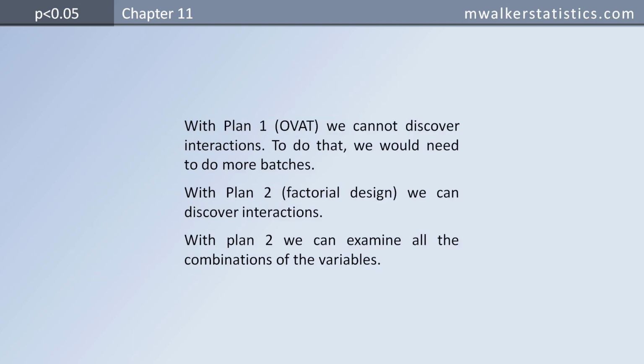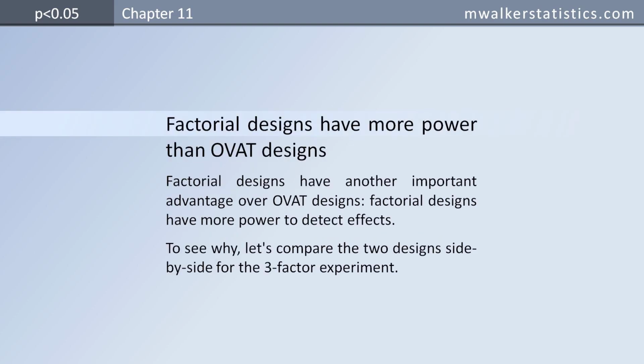With Plan 1, OVAT, we cannot discover interactions. To do that, we would need to do more batches. With Plan 2, factorial design, we can discover interactions. With Plan 2, we can examine all the combinations of the variables. Factorial designs have more power than OVAT designs. Factorial designs have another important advantage over OVAT designs.